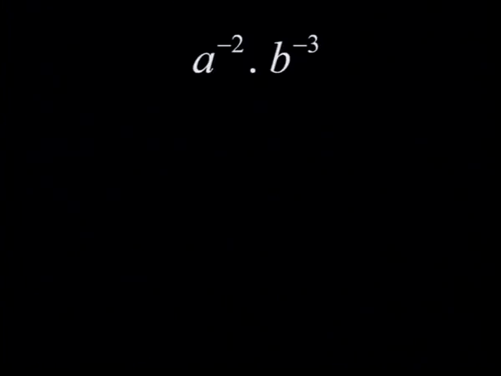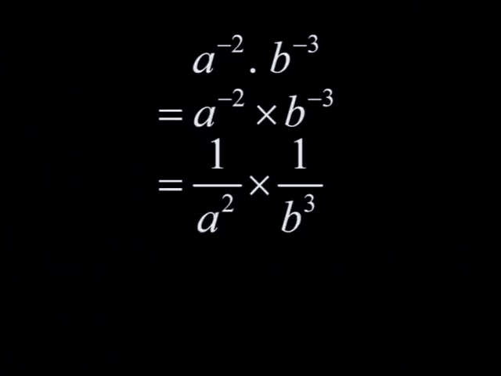You can write this as a to the power minus 2 multiplied by b to the power minus 3, which is the same as 1 over a to the power 2 multiplied by 1 over b to the power 3. And now you can multiply the 2 factors, which will give you 1 over a to the power 2, b to the power 3. Remember that the bases are different, so we can't add the exponents.